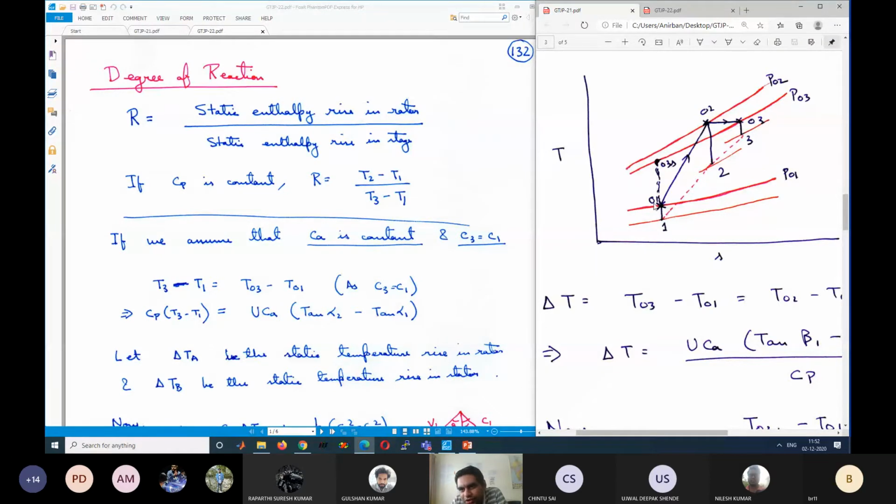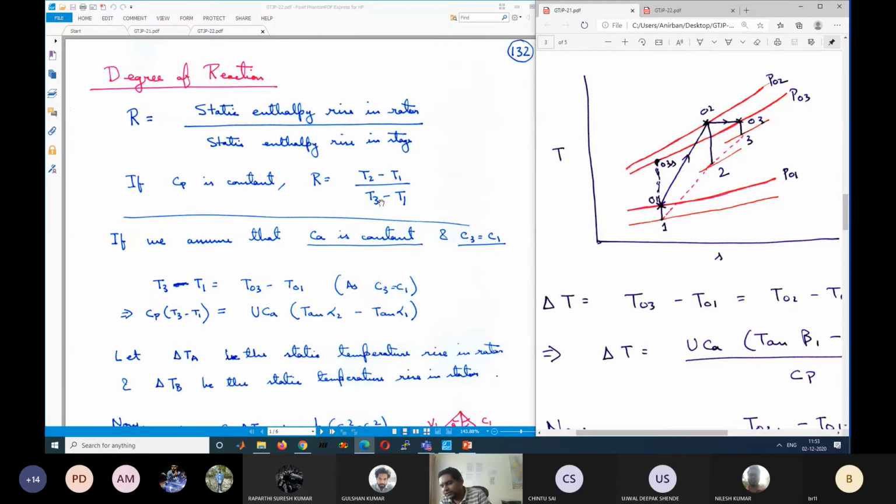a huge amount of diffusion will occur in the rotor and very little in the stator. So losses in the stator will be small, but in the rotor there will be huge loss. On the other hand, if R is very small, say 0.2 or 0.1, the change in the rotor is very small, T2 minus T1 is small. So the losses in the rotor are small, but the losses in the stator will be very large, because a large change in velocity occurs. So ideally R is kept equal to half or near about half for gas turbines.